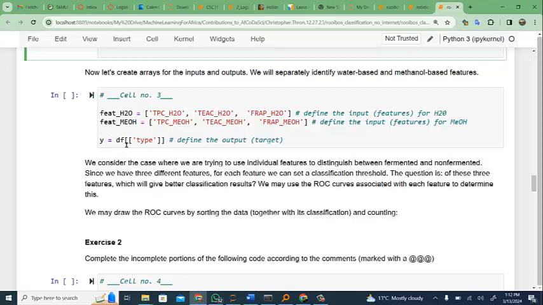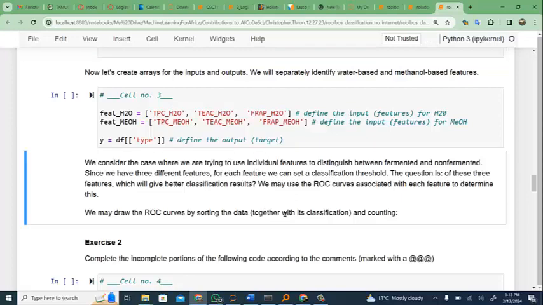Now, we consider the case where we're trying to use individual features to distinguish between fermented and non-fermented. Since we have 3 different features, well, we actually have 6 different features, but for each set we have 3 different features. For each feature we can set a classification threshold. So which of these 3 features will give better classification results? We will be comparing these 3 features, the water features, and we will be comparing the methanol features separately. So what we're going to do is get an ROC curve for each one of these 3 features.